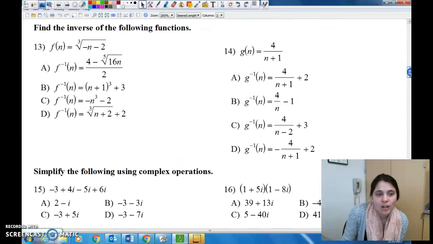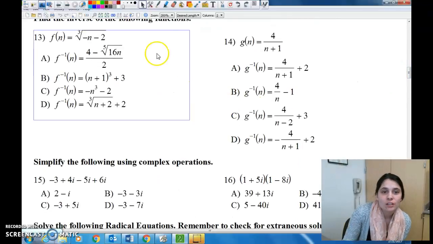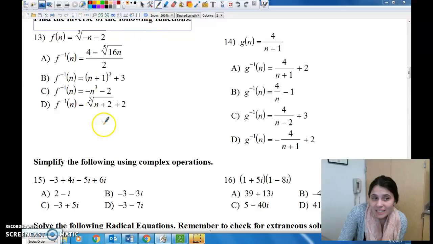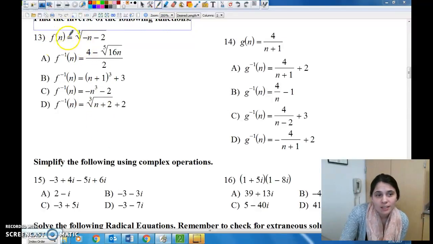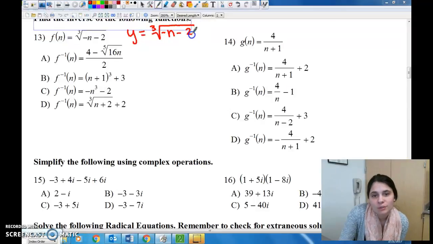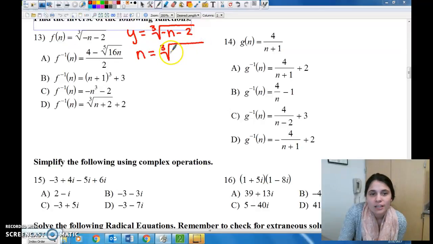13 and 14 are inverse functions. This is written a little bit differently than you've seen it before, but the process is the exact same thing. This f of n is the same as saying y equals the cube root of negative n minus 2, and I know you're used to seeing an x. Stay with me, the process is the same thing. So I'm going to switch my variables. So I have n equals the cube root of negative y minus 2.